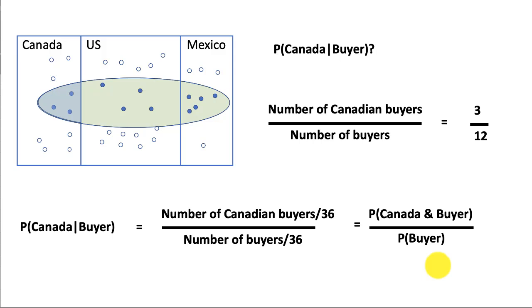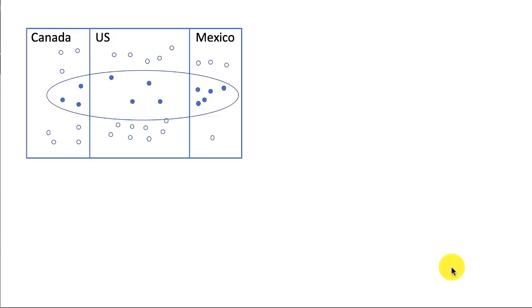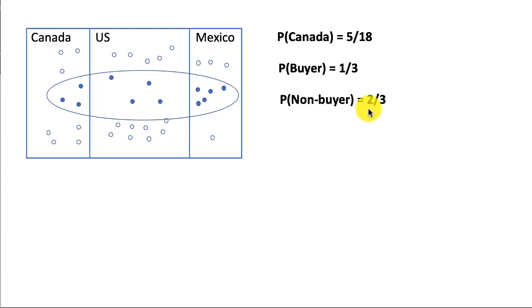So let's move forward. Let's consider this diagram once again. We already know that the probability of Canada is 10 by 36 or 5 by 18. There are 10 points here, which is all of Canada, buyers and non-buyers together. There is a total of 36 points. So the probability of Canada is 5 by 18, and the probability of buyer is 12 by 36 or 1/3. And of course the probability of somebody being a non-buyer is 2/3, because a person can be either a buyer or a non-buyer. Those two are mutually exclusive.